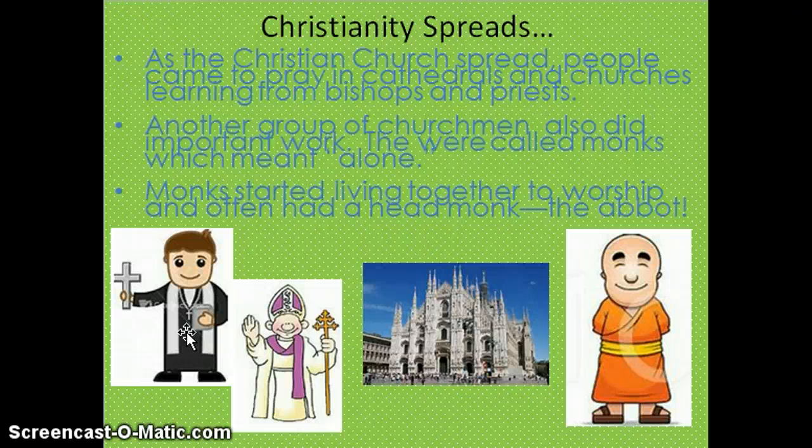Now, another group of important churchmen also did important work. They were called monks, which meant alone. And this right over here, guys, is a cartoon character, but it is a picture of a monk. Monks started living together to worship and often had a head monk called the abbot. Now, as they began living together, they actually chose to worship alone.